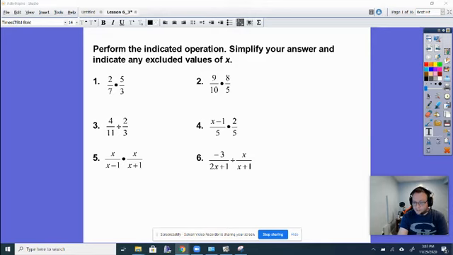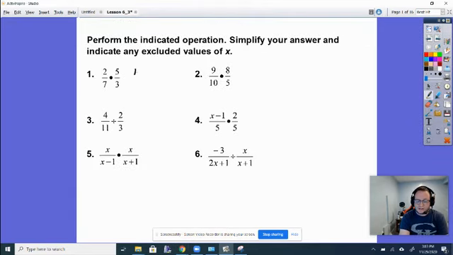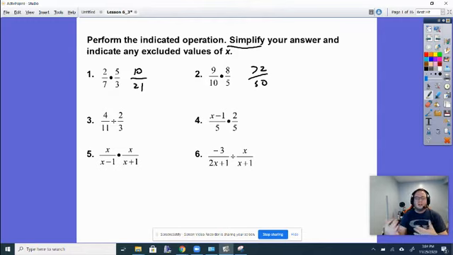Multiplication is multiply straight across. So I'm going to take 2 times 5, get 10, 21. Same thing here. I'm going to get 72 over 50. Now it does ask me to simplify. I didn't have to simplify on this first one. There's two places where you can do this. We can do it before we multiply or after. Doesn't really matter. When we're dealing with variables, it's usually better to do it before. Honestly, with numbers, it's kind of better to do it after.